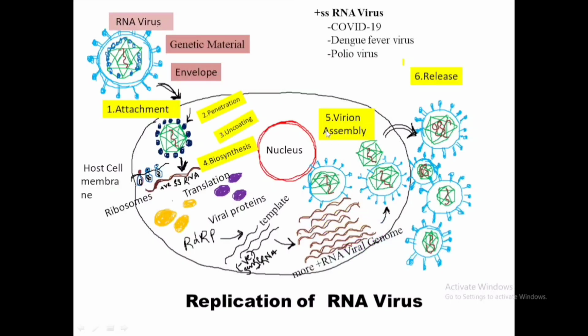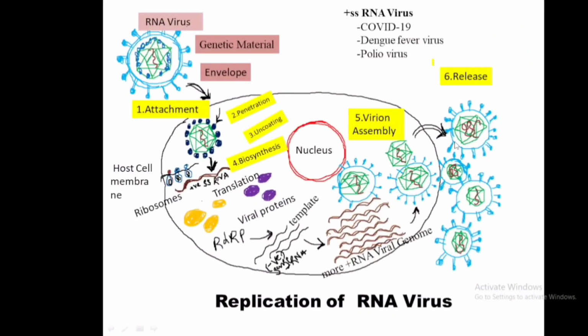After biosynthesis we see virion assembly, where the encapsulation process takes place. After that the virus can be released outside of the host cell. The last step is release. Virus particles are released out of the host cell by cell lysis or cell budding. The virus particles released outside the host cell can infect the neighboring cells.